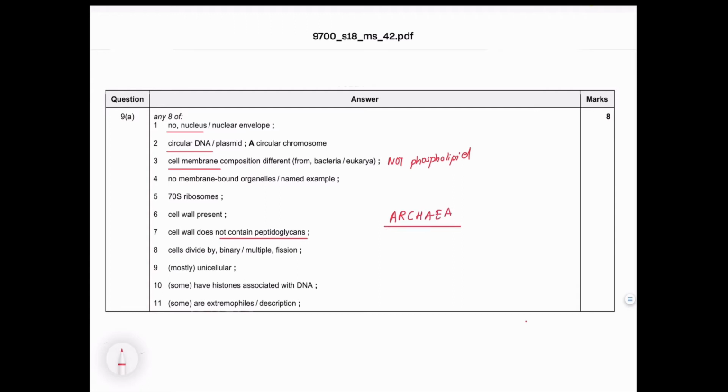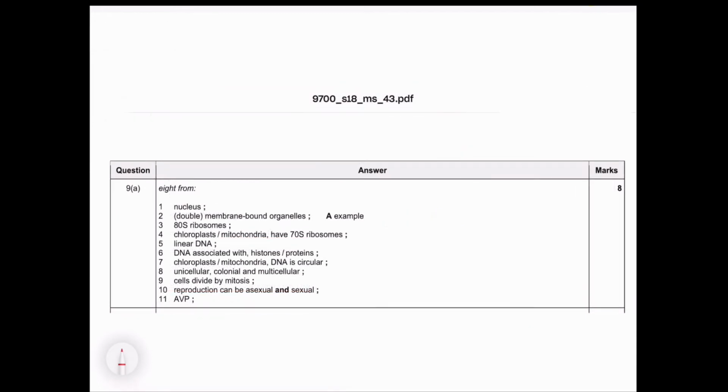So what else makes Archaea different from bacteria? Archaea actually has a histone protein associated with DNA, so it sounds like a eukaryotic cell. And some of them are extremophiles, whereby they live in extreme environments such as volcano vents, hot springs, or anaerobic conditions.